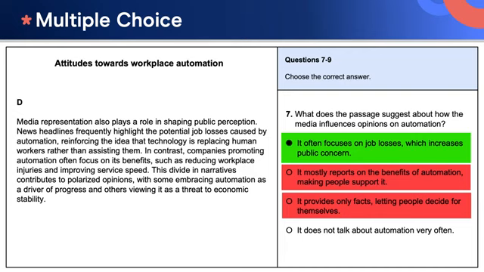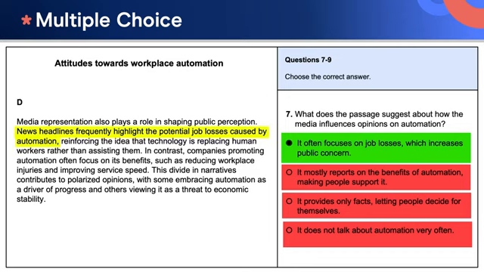But this is also incorrect because the passage describes a divide in narratives about how automation is presented. This shows the media is not just reporting the facts. And the final option is also incorrect because it says it does not talk about automation very often, whereas the passage mentions that news headlines frequently highlight potential job losses caused by automation. So even though it might look like a few of the options could be correct, there's only one correct answer. You can see that reading the question and the options carefully is very important.